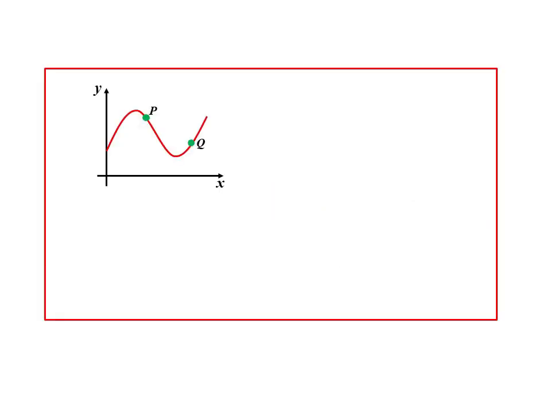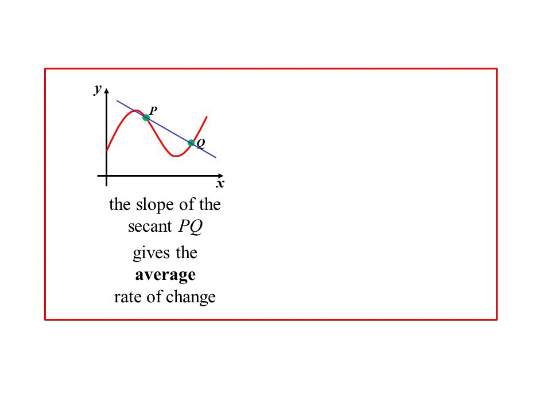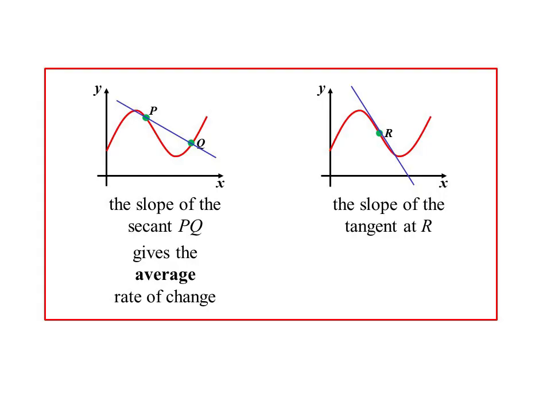Now, if I've got 2 points on that curve and I draw a line between those 2 points, the slope of that secant, a secant being a line that cuts a curve in 2 or more places, gives us the average rate of change between P and Q. We tend to be more interested in this one. Here's a single point, and if I draw the tangent into that point, the slope of that tangent gives the instantaneous rate of change. So what's happening at that exact moment?